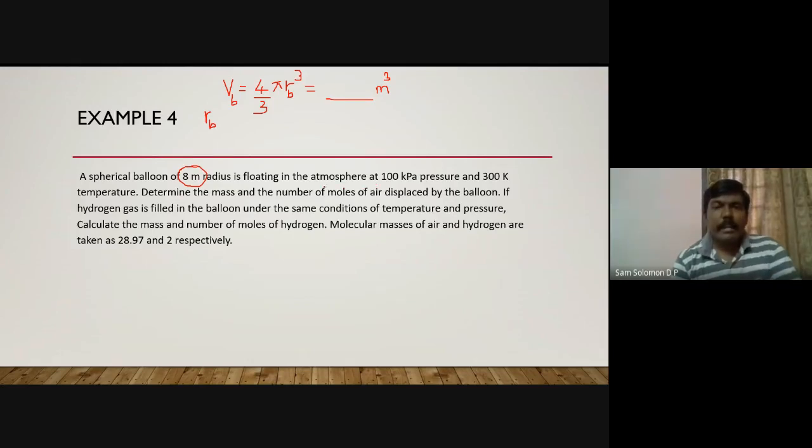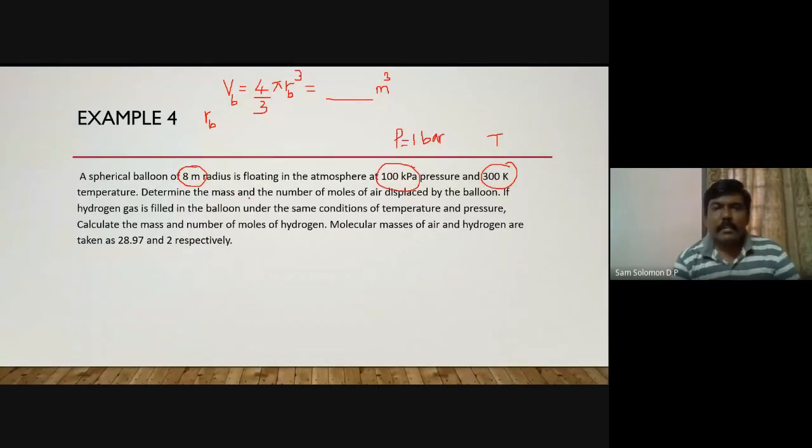And it is floating in the atmosphere at 100 kilopascal pressure. So they have given you the value of the pressure here and they have given you the value of a temperature, 300 Kelvin. The pressure 100 kilopascal can also be written as 1 bar, 100 into 10 to the power 3 pascal, or 1 into 10 to the power 5 Newton per meter squared. 1 into 10 to the power 5 becomes 1 bar. So 100 kilopascal is also equal to 1 bar.